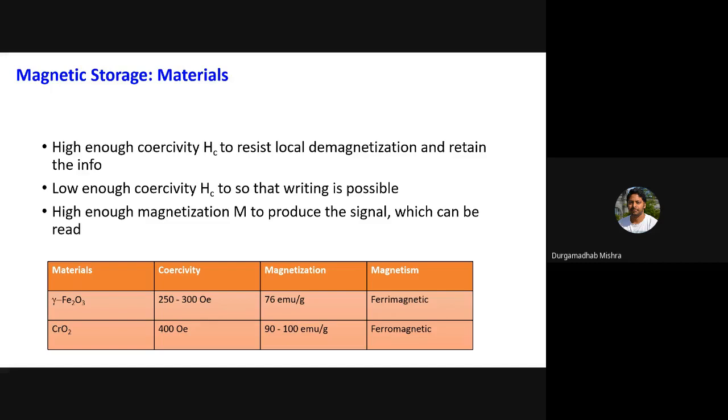And of course, you also need a high enough magnetization, which will be able to produce the signal, so which you can read. If the magnetization of the material is too low, then when the magnetic tape is moving underneath, you will not have enough. There will be a change in the magnetic flux that would induce a current in your recording head, but probably you will not be able to read it properly. The signal, or the induced current, will be so low that even after amplification, it is not easy to read it.